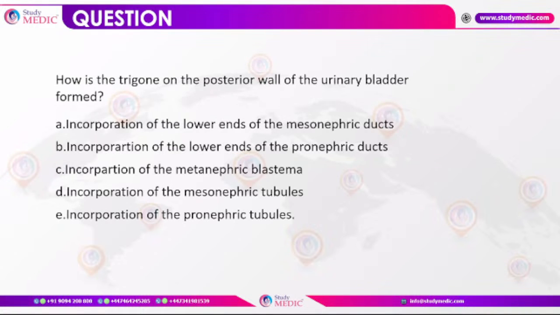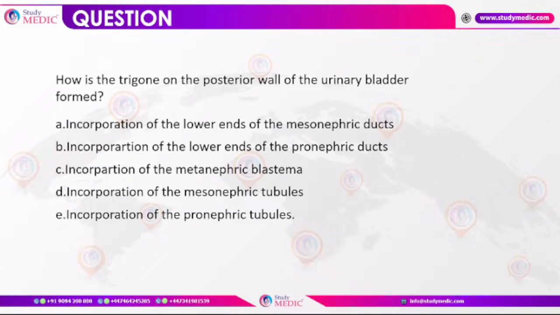How is the trigone of the posterior wall of the urinary bladder formed? We always associate the formation of the urinary bladder with the urogenital sinus, but we need to understand that there's a difference in the development of the trigone, which is present in the posterior wall of the urinary bladder. So what are the options we have for this? One is the incorporation of the lower ends of the mesonephric duct, or is it incorporation of the lower ends of the pronephric duct, or is it from the metanephric blastema, or the mesonephric tubules, or the pronephric tubules?